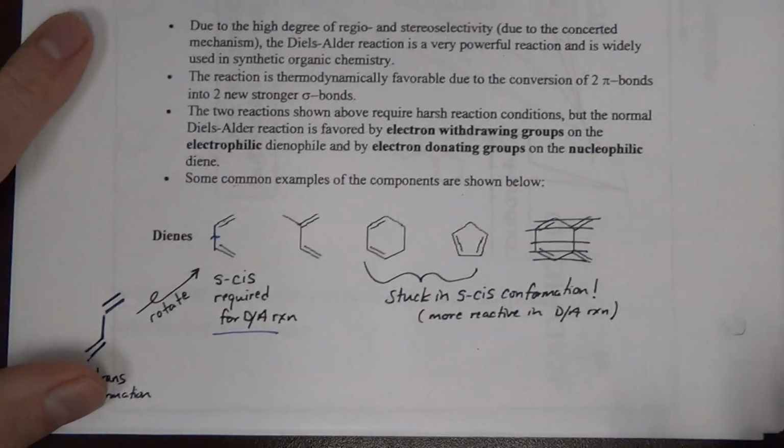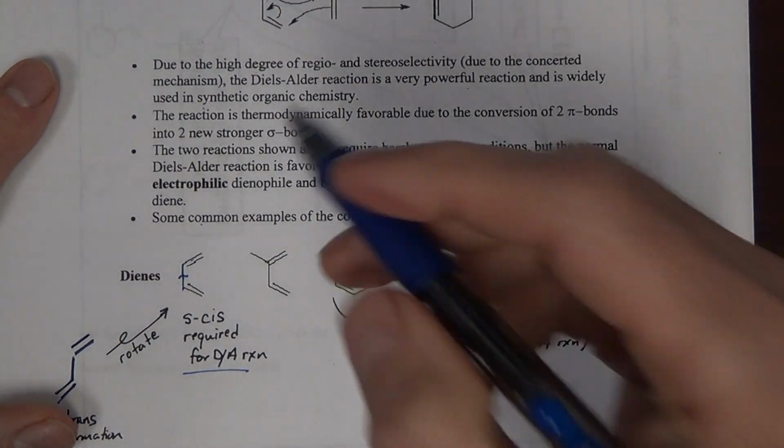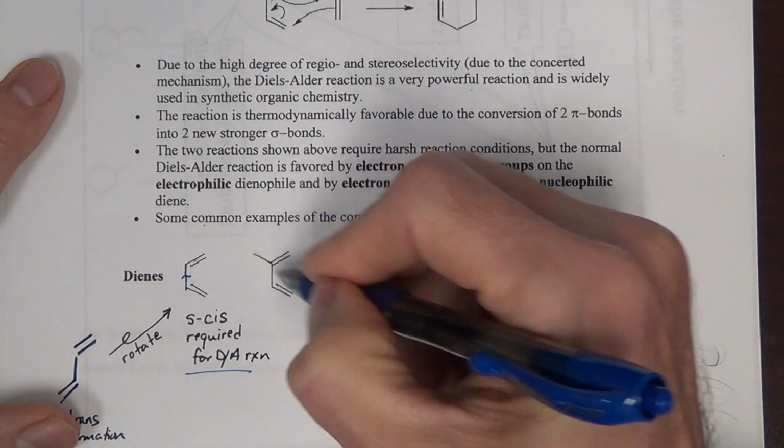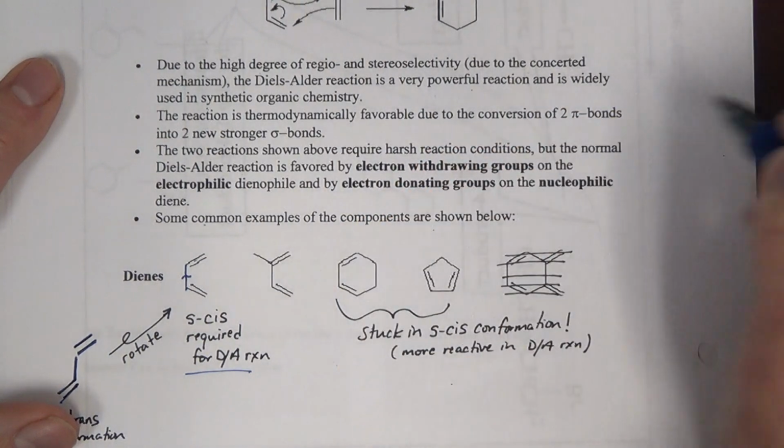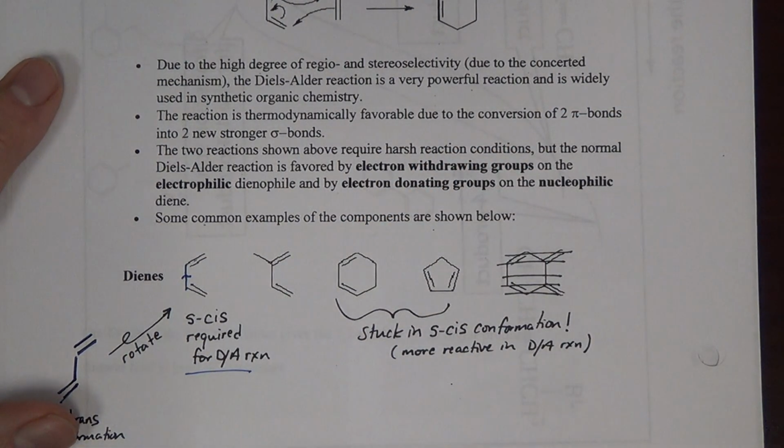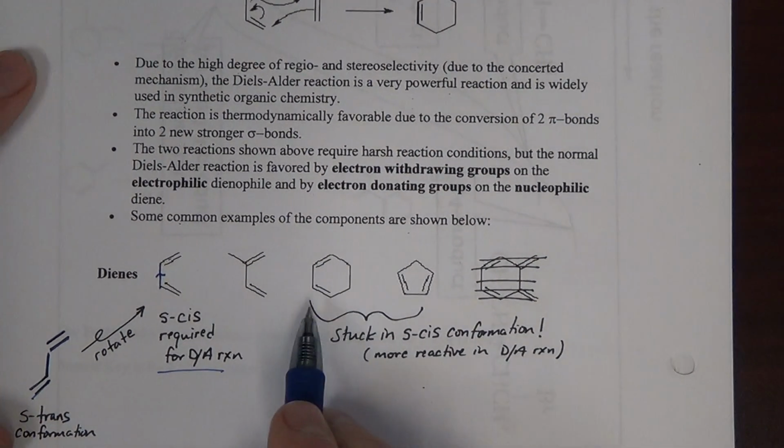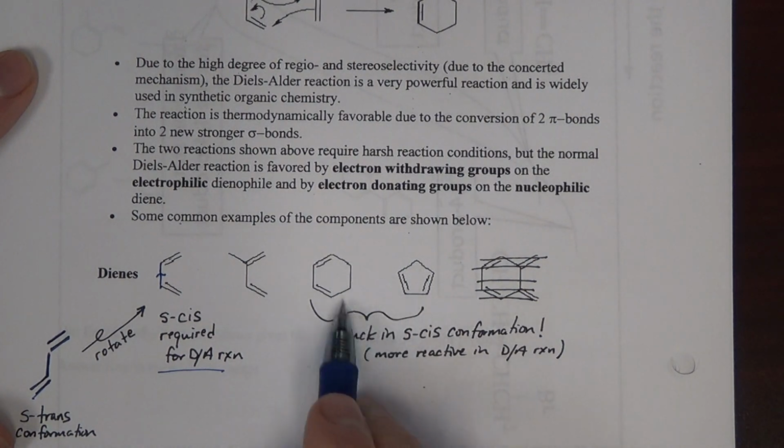Okay, here's some examples of other dienes. We can of course have maybe a methyl here and it's no longer symmetrical. We'll talk about that. But you can also have dienes that are in rings themselves.